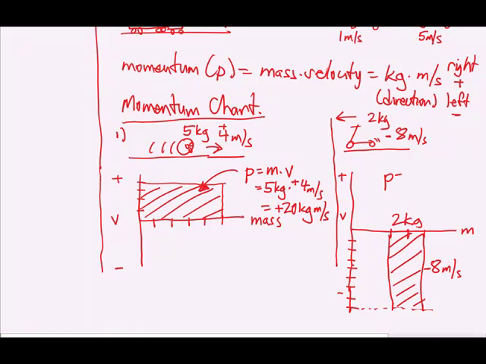Let's see what our momentum is. P is equal to our mass times our velocity. Mass in this case, 2 kilograms. Our velocity, negative 8 meters per second. Momentum of our scooter is negative 16 kilogram meters per second. I'll write it down here so you can see it better.